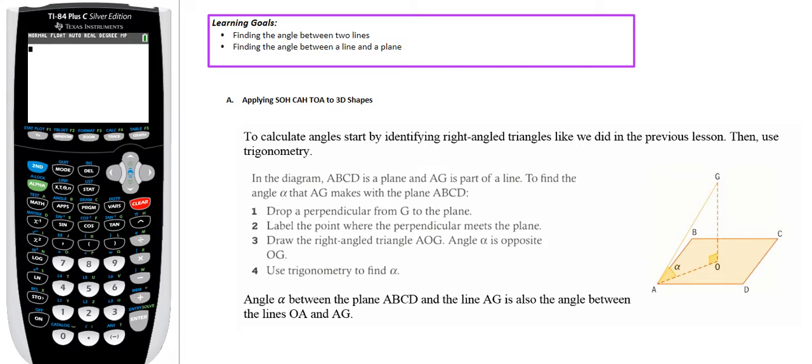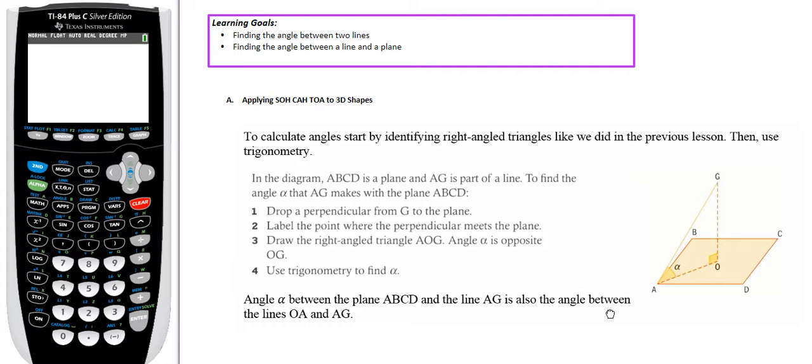Okay, welcome to Unit 5, Lesson 3, which is exploring how to find the angle between lines and planes in three-dimensional shapes. So the learning goals here are to find the angle between two lines and to find the angle between a line and a plane. So really this lesson is about applying trig strategies like SOHCAHTOA and the Pythagorean theorem to three-dimensional shapes.